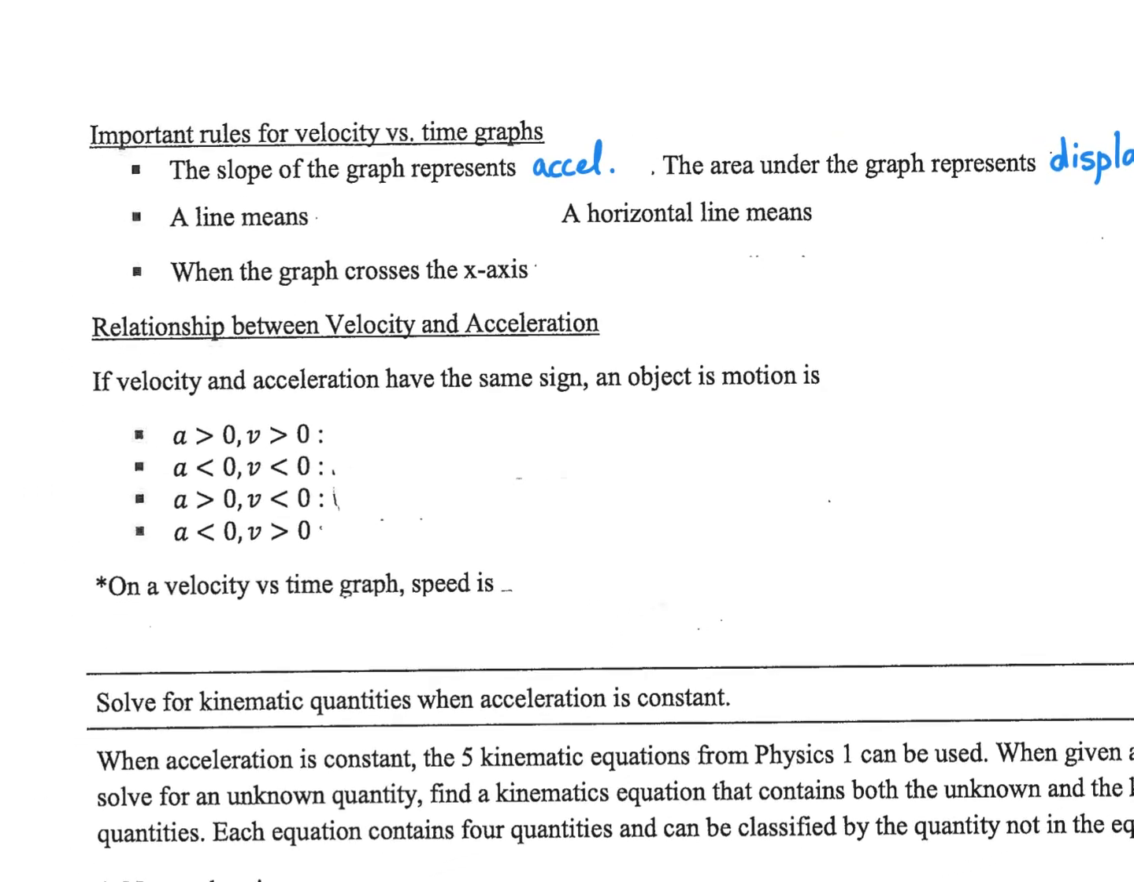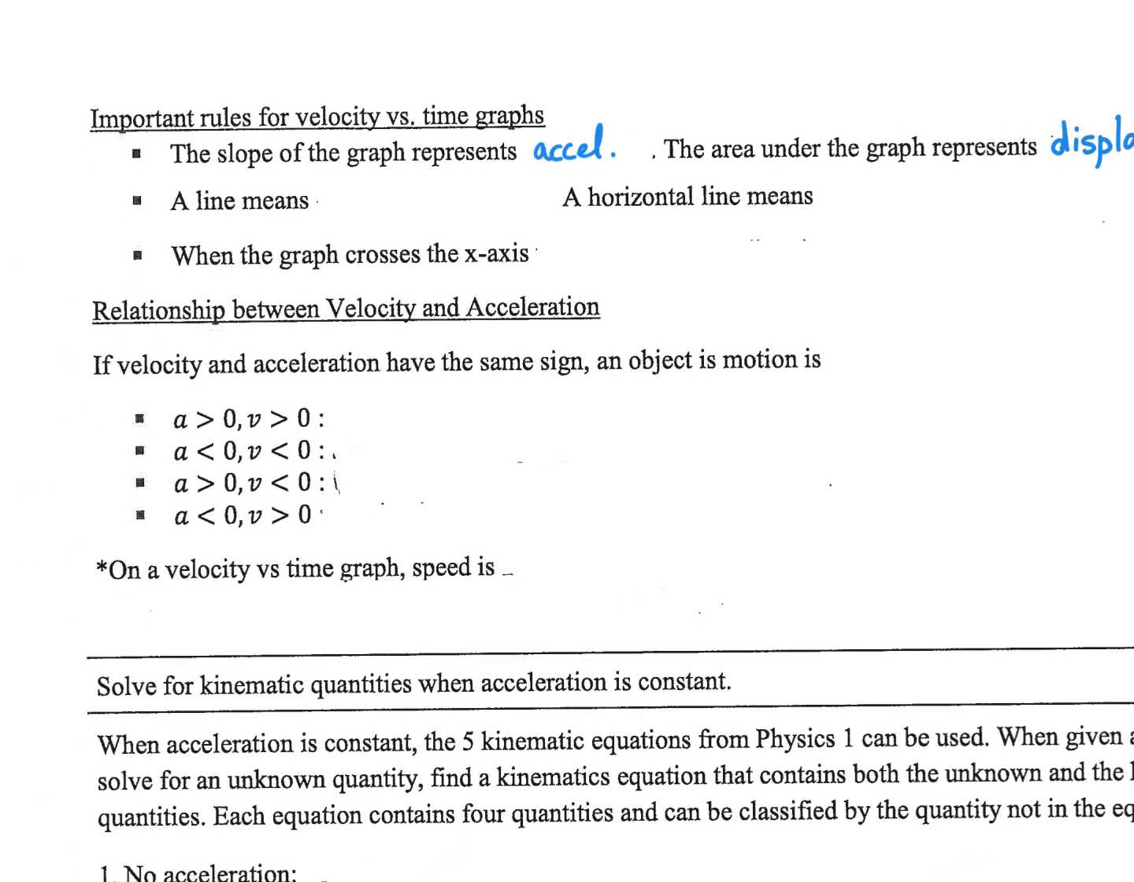All right. A line means what? If you have a line like this, constant acceleration. But a horizontal line on the velocity time graph means what? No acceleration. Zero acceleration.